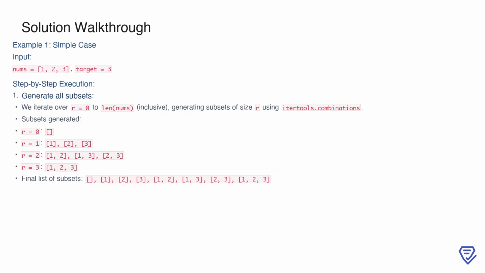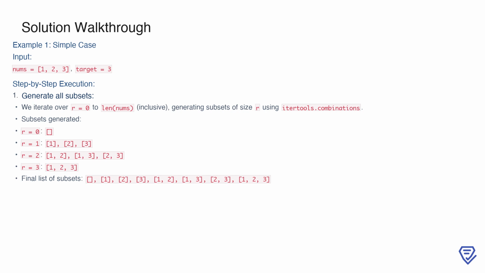To begin, we are solving this problem by generating all possible subsets of the input array. For the given input, nums equals [1, 2, 3], and target equals 3, we use itertools.combinations to create subsets of every possible size, ranging from 0 elements up to the full length of the array. When r equals 0, we get the empty subset. For r equals 1, the subsets are [1], [2], and [3].